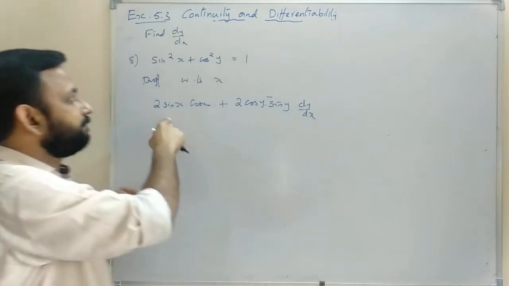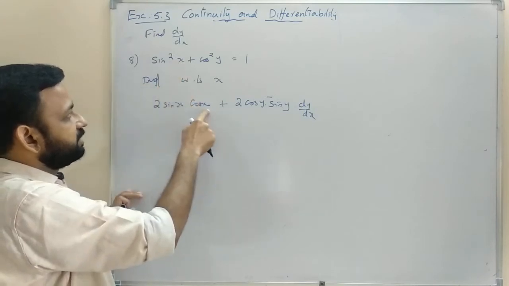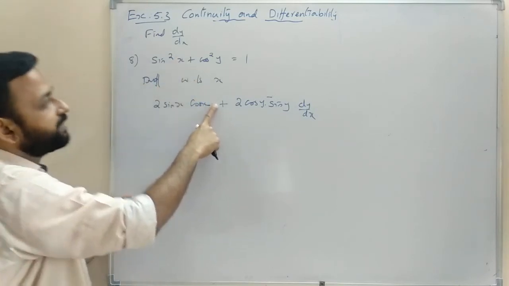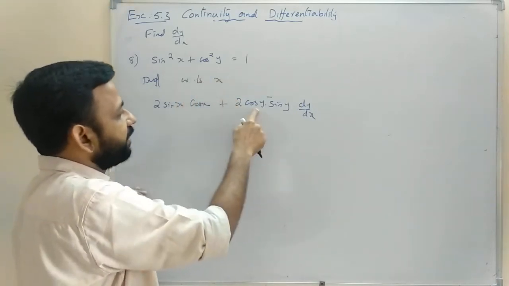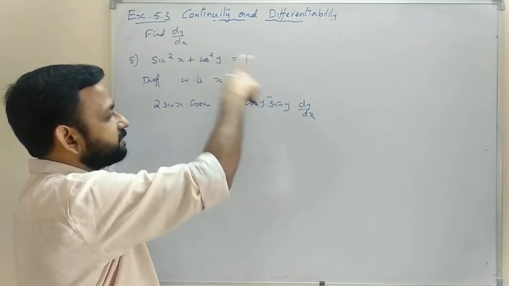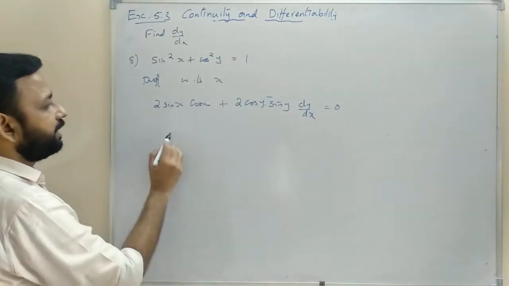So here also same, 2 sin x into derivative of sin x, cos x, into derivative of x with respect to x, that is 1. That's why we are not writing here. And here same way, 2 cos y into derivative of cos y, minus sin y into derivative of y with respect to x, dy by dx equal to 0. From here we can find dy by dx.